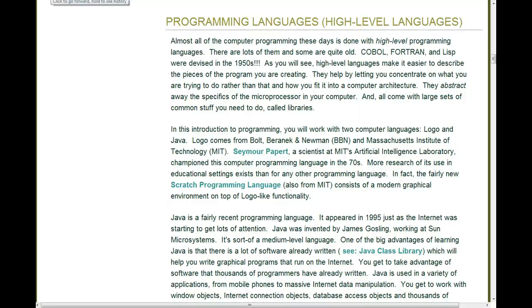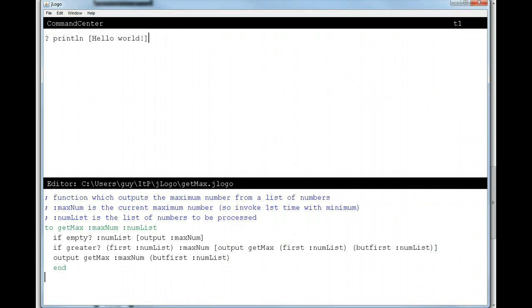It is a derivative of the Lisp programming language, which itself has been around since the 1950s and is still used today to explore very complex stuff. As an example, research in the area of artificial intelligence. Let's look at some examples of programming a computer in Logo. Our first program simply introduces itself. It prints out Hello World.